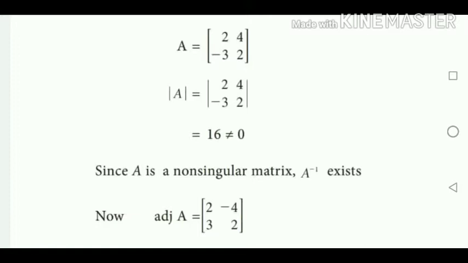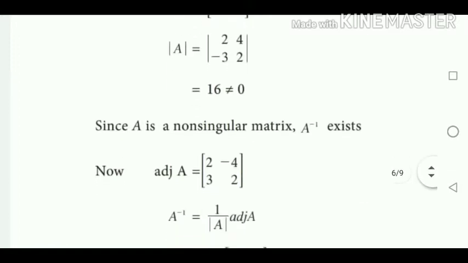That is, for the main diagonal you change the position, for the off diagonal you change the sign. The off diagonals are 4 and -3. For 4 you have to put minus 4. For 3 you have to put plus. So you have to change the sign of the off diagonal in order to get the adjoint of A. So adjoint of A is 2, -4, 3, 2.